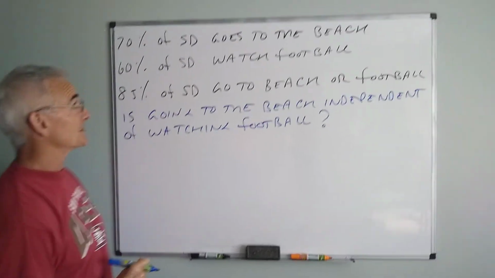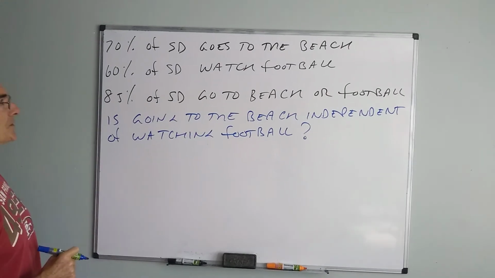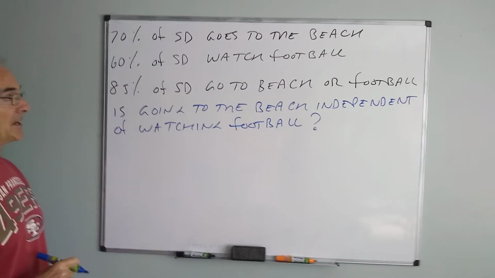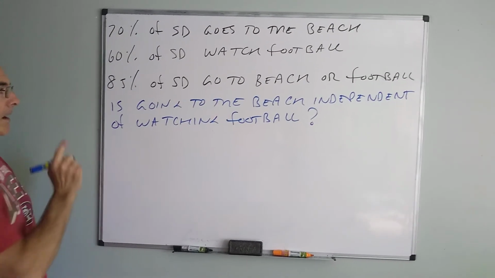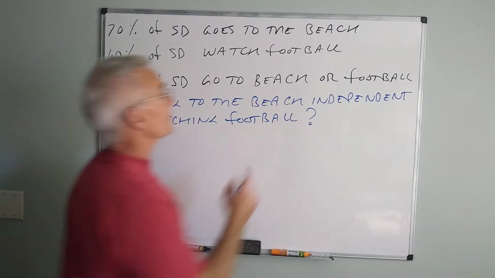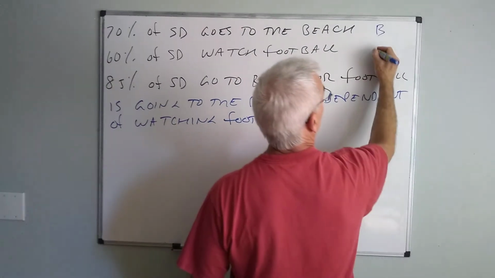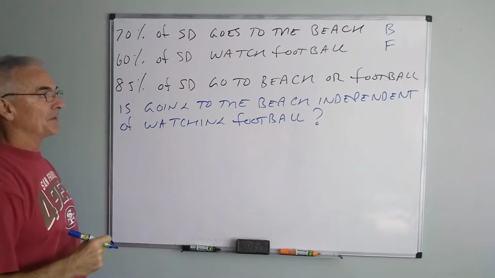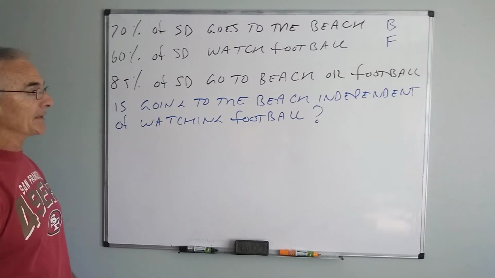Now let's look at another example. We know that 70% of San Diegans like to go to the beach, and 60% of San Diegans like to watch football. 85% of San Diegans either go to the beach or watch football, and that could also be both. There are 2 events here going on. There's the people that go to the beach, let's call that event B. There's the people who watch football, let's call that event F. Are the events B and F independent of each other? Well, we have enough information to make that conclusion.